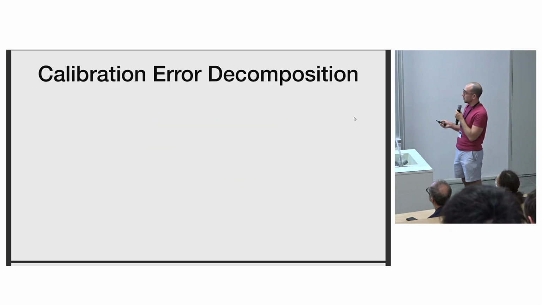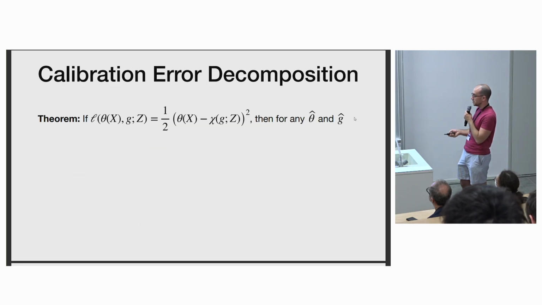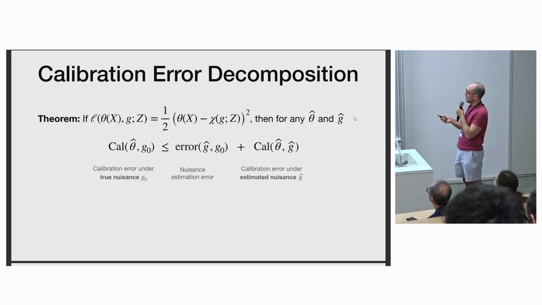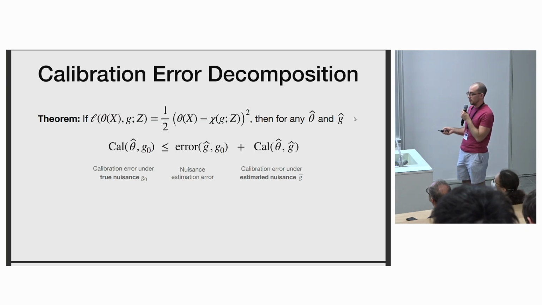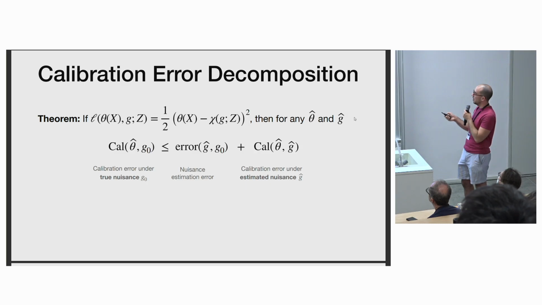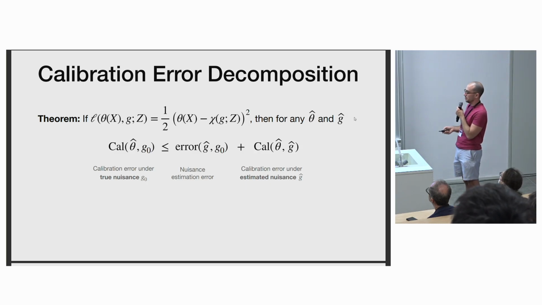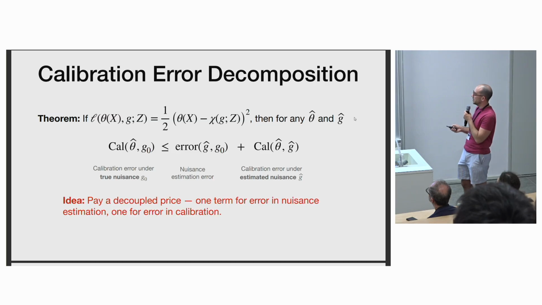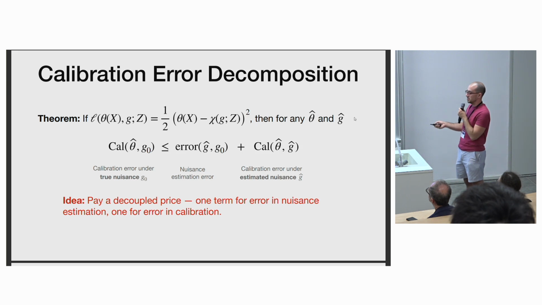Okay, and so one of our main results is the following. It says if I have any loss, in the case of this presentation, a loss of this form, then for any theta hat and g hat, I have the following bound on the calibration error. The calibration error of the model under the true nuisances, which is what we care about, is bounded above by the sum of two decoupled terms. The first one is an error term that measures the distance between g hat and g0. The second one is the calibration error under the learned nuisance, g hat. What that means is we pay an upfront price for estimating the nuisance component. But after we've done this, we can pretend we're in a world where the learned nuisance is actually true. In a sense, this puts us into a non-causal setting.